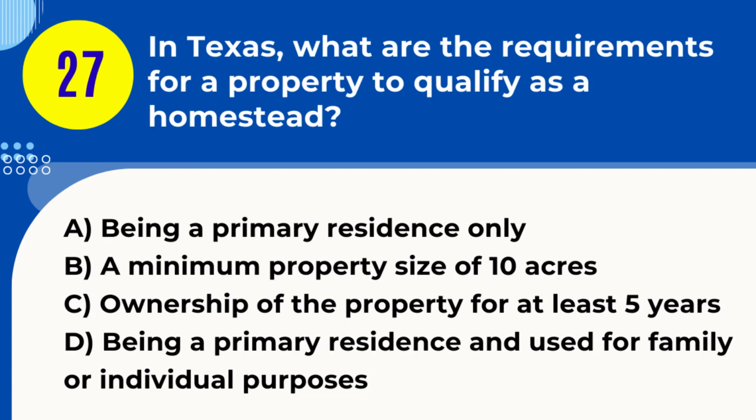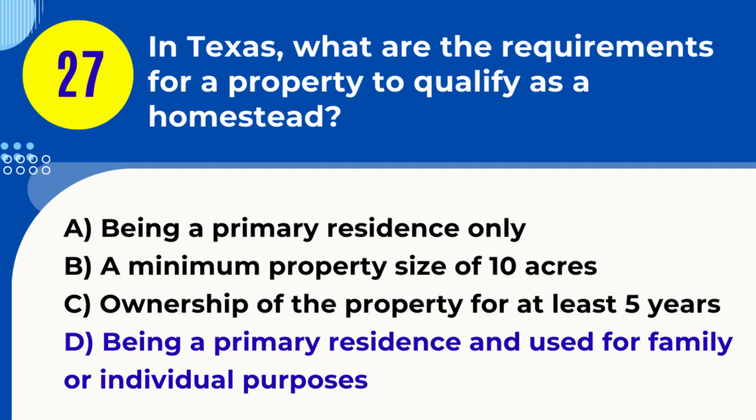Question 27. In Texas, what are the requirements for a property to qualify as a homestead? A. Being a primary residence only. B. A minimum property size of 10 acres. C. Ownership of the property for at least 5 years. D. Being a primary residence and used for family or individual purposes.